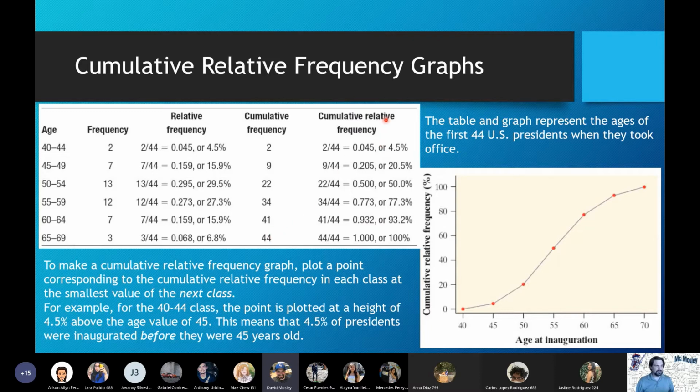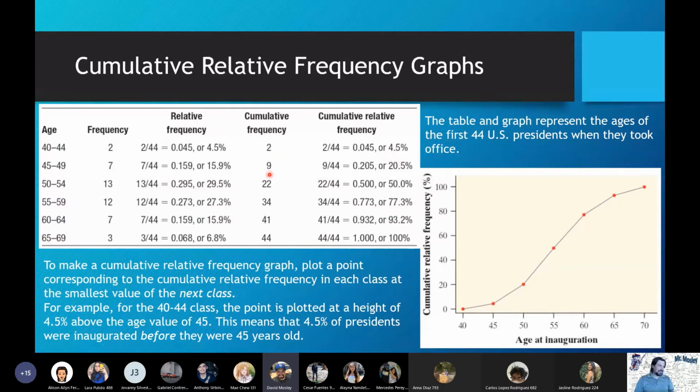Then the cumulative relative frequency is found the same way as we found the relative frequency, but it's just based on this cumulative number. So it's this number divided by total number of observations. So again, the very first class should be the same. This one's like the same across the board, right? Frequency is 2, relative frequency is 4.5%, cumulative frequency is 2, relative frequency 4.5%.